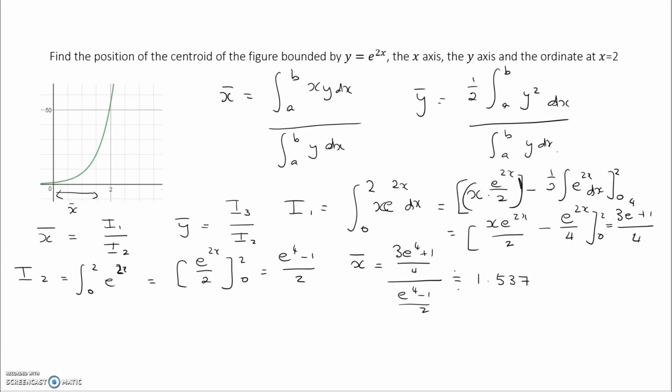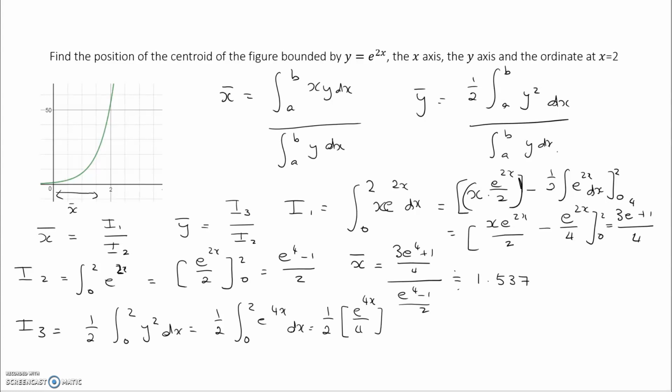Then we need to find I3, so we can find y bar. I3 is a half of the integral between 0 and 2 of y squared, which would be a half times the integral 0 to 2 of e to the 4x, which, I'm running out of space here, we would integrate, and that would be e to the 4x over 4 between 0 and 2, which then if we sub in, we would have that would be an eighth of e to the 8 minus 1.